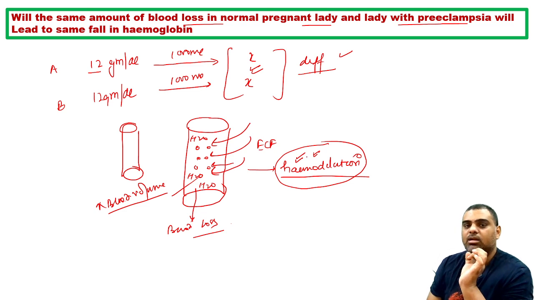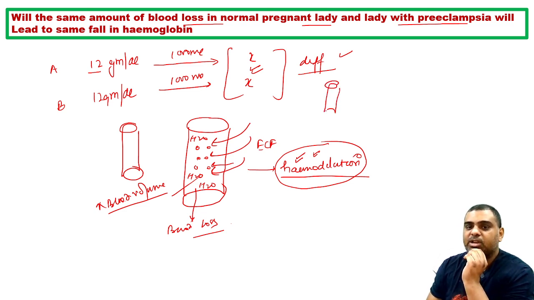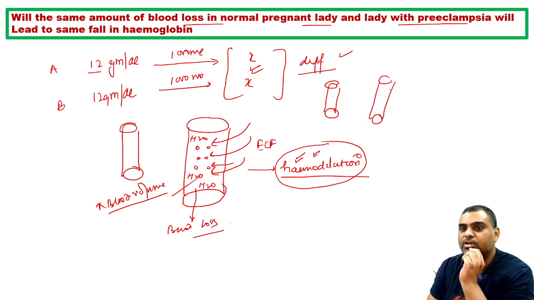Understand? But what happens in cases of preeclampsia? In preeclampsia, if this is the artery, there is capillary leakage. So now the fluid will move from the cell to the outside. So there will be hemoconcentration. More and more RBCs will be present and less H2O will be present.